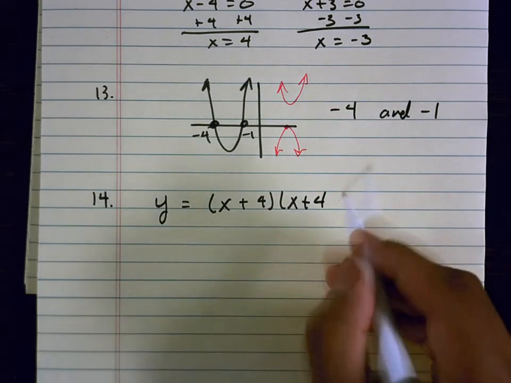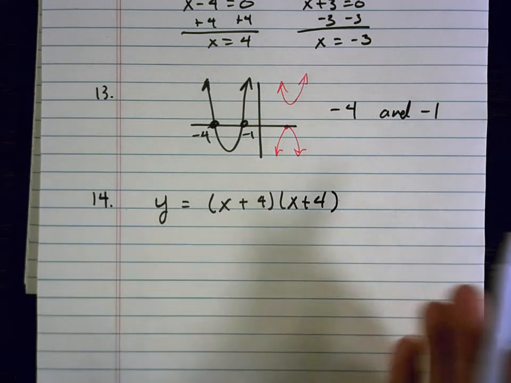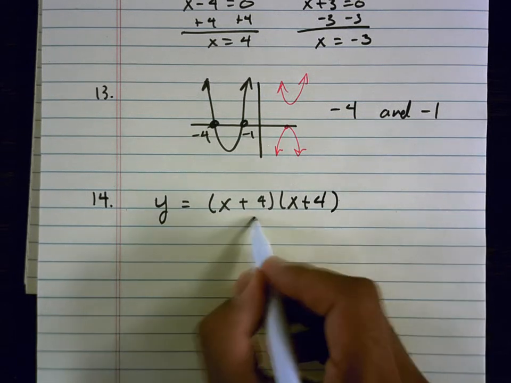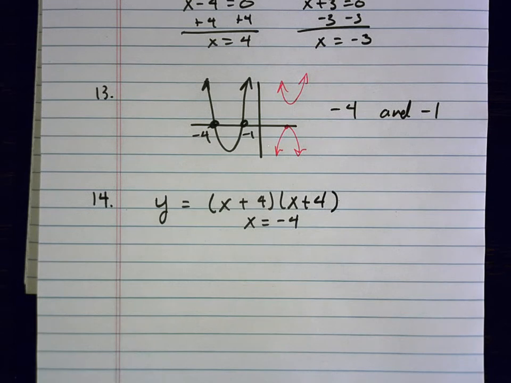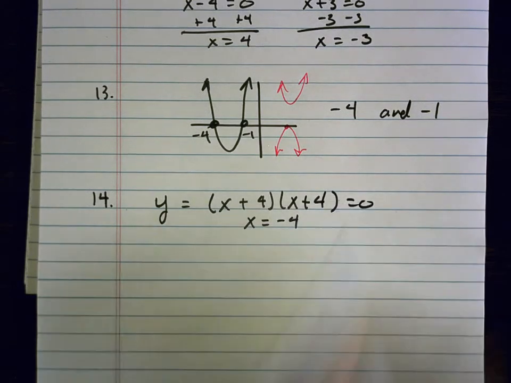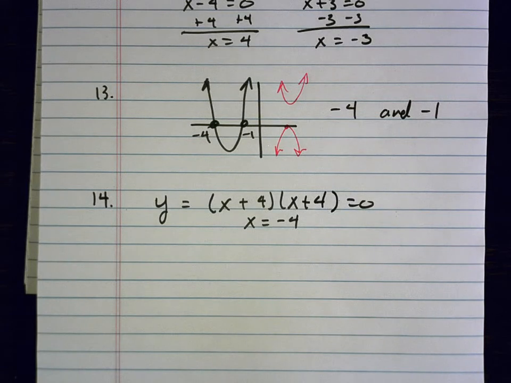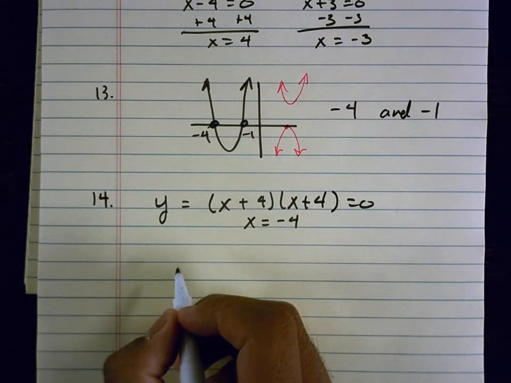So the question is, I don't want to know what it is, I just want to know how many there are. How many solutions are there? Well, looking at this, if I solve these, both my answers are going to be x equals negative 4 if I set this equal to 0. So that means there's only 1 solution. It's just negative 4. Okay, that was part A.